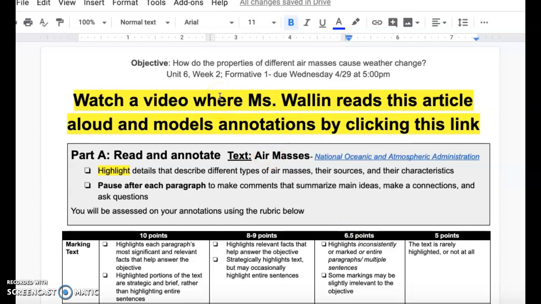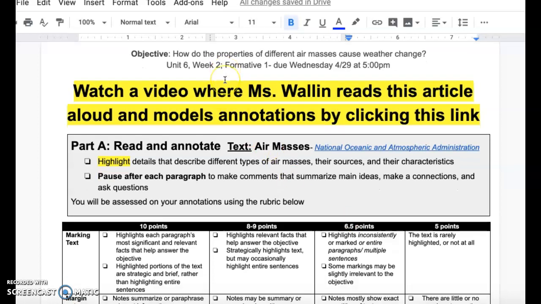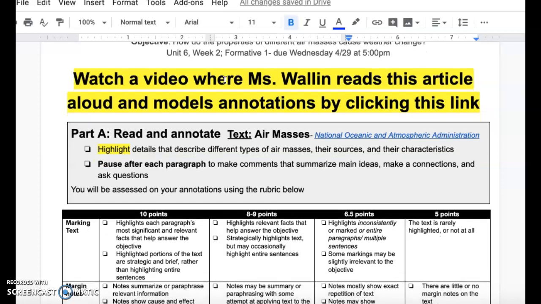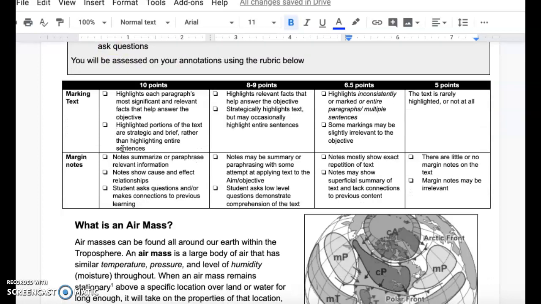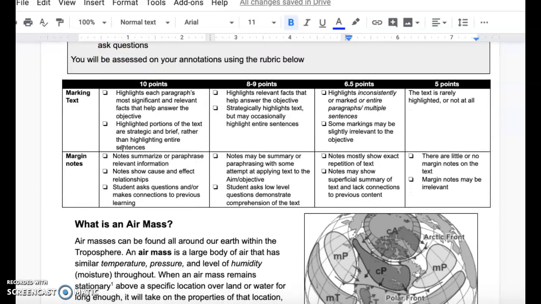Formative 1 for week 2 is going to be due this Wednesday, the 29th at 5 p.m. So this formative is 2 parts. In part A, you're going to read and annotate this text on air masses. Again, I'm going to read the text aloud and model which details to highlight and how to accurately answer the check for understanding or the stop and jot summaries.